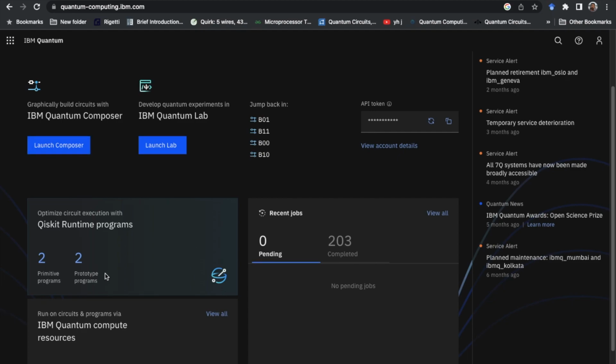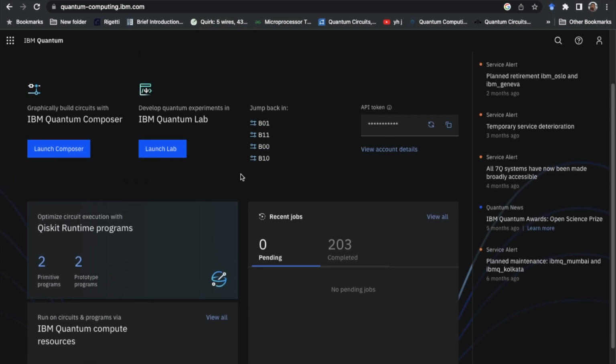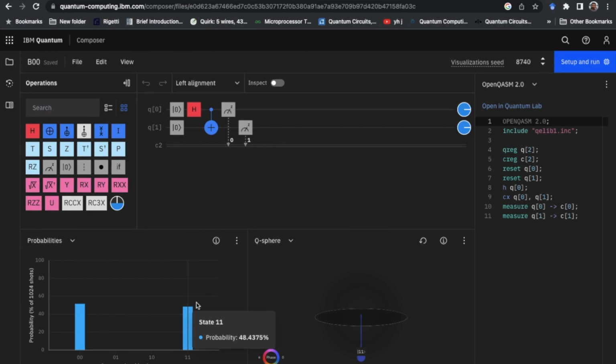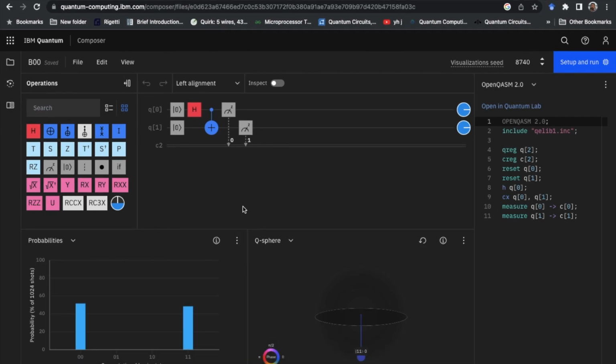Now here you can see I have already run my circuit, so this is beta 00. Here I have applied ket 0 and ket 0 in the input and then measured the output, and these are the probabilities of ket 00 and ket 11, about 51.56 and 48.43% respectively. I have already run this job using the quantum simulator as well as the real quantum computer.